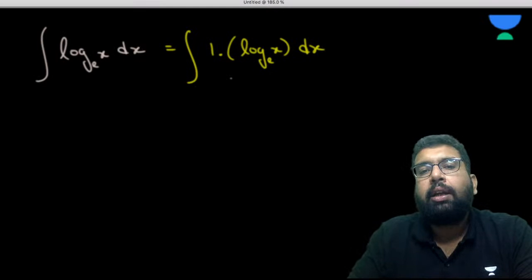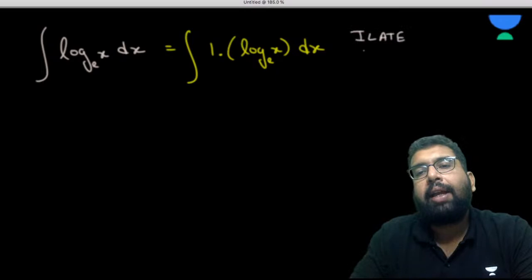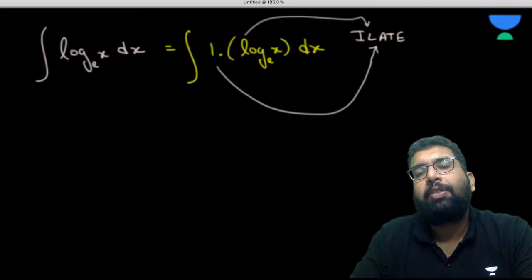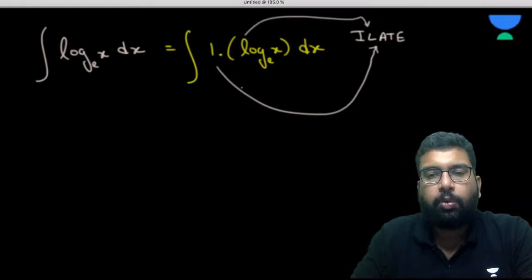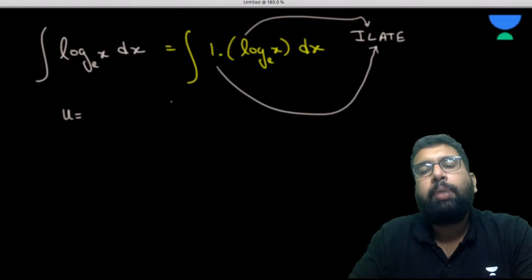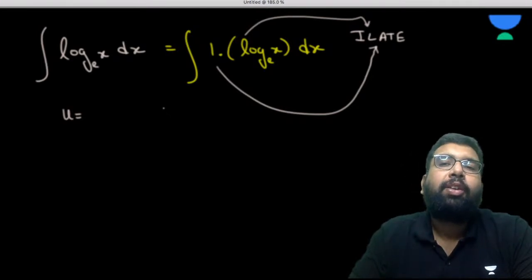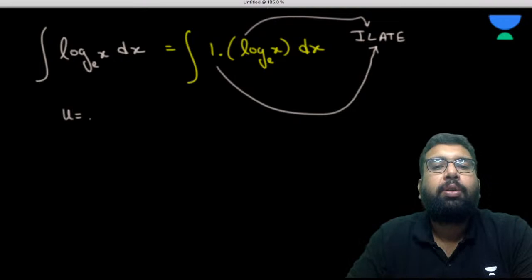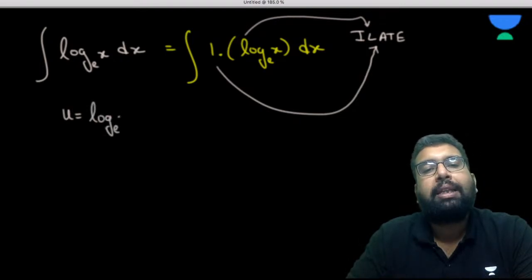Now please understand this. Again we have ILATE. One is an algebraic function, because we can write it as x to the power 0, and this is a logarithmic function. Now in this case, which should be u, which should be v? Sir, u should be the logarithmic function, because we must give preference to the logarithmic function over the algebraic, trigonometric and exponential functions. So u is going to be log base e x, and v is going to be 1.